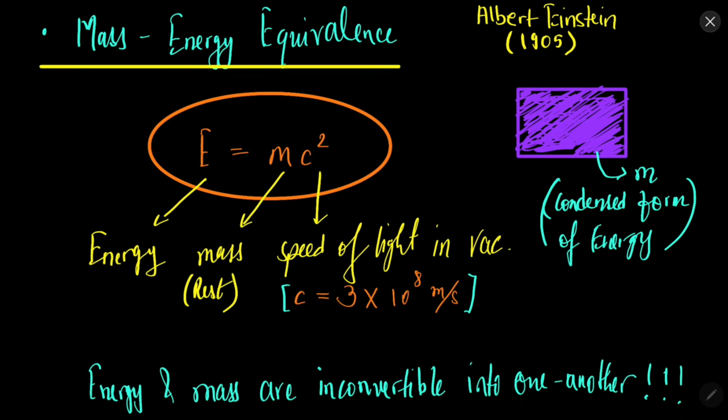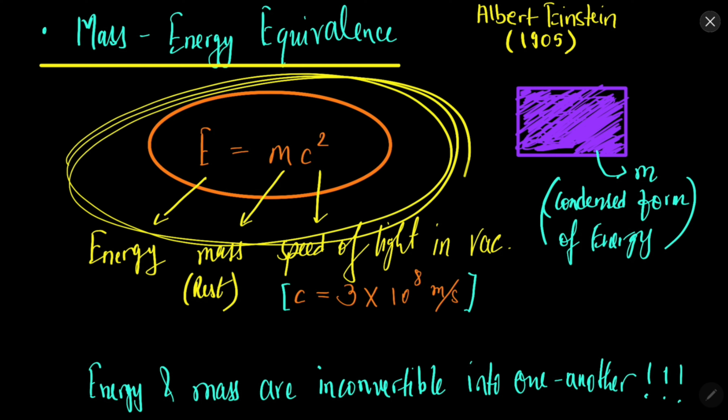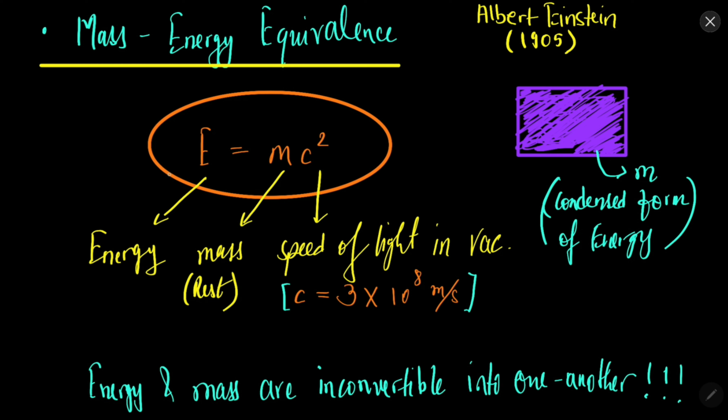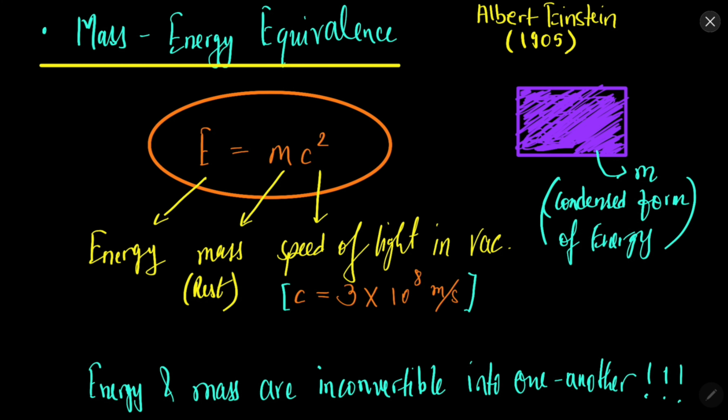Now this very important formula is to be discussed, mass energy equivalence. This mass energy equivalence was given by Albert Einstein in the year 1905. So E equals mc square. This is considered to be one of the most important and famous equations in all of science. In this equation, E stands for energy, m stands for the mass of the substance, the rest mass of the substance, and c is the speed of light in vacuum.